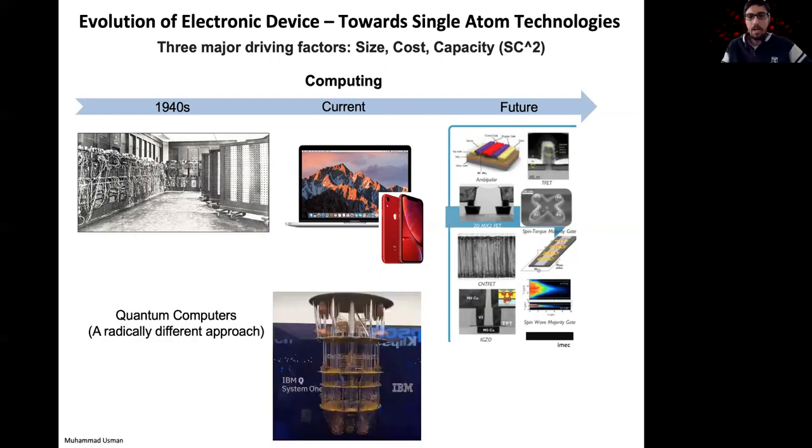But in parallel, a radically different approach is emerging and progressing, and that is called quantum computers. Quantum computers are totally different from your normal microprocessors, and they are expected to offer enormous computational power. And that's what I'm going to show you in the rest of my talk: how quantum computers are different from your classical computers, and how you can achieve enormous computational power from these magical machines.